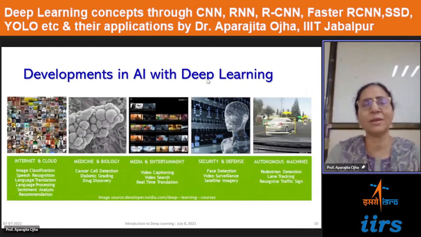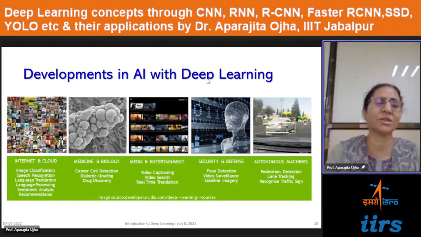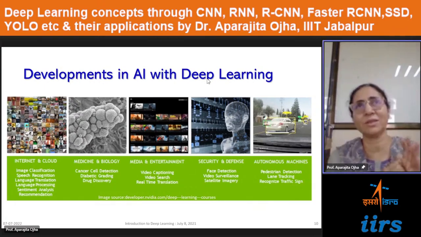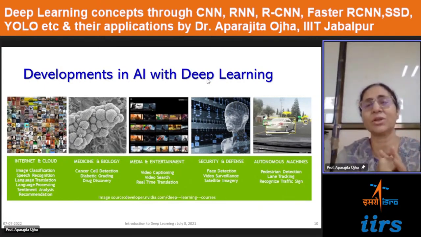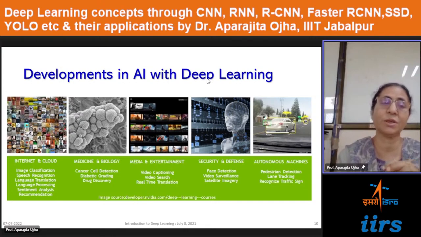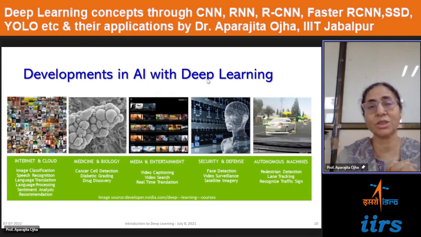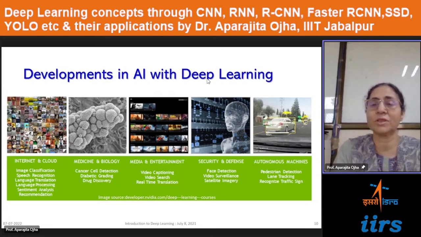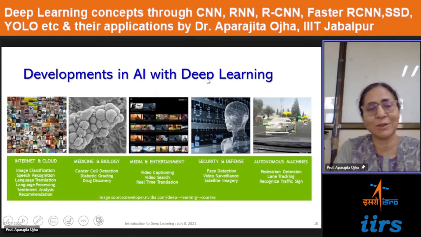So because of this deep learning, there has been huge development in practically all fields. Take the case of internet or cloud. Image classification, speech recognition, language translation, which was very difficult some 7-8 years ago, but now language translation is much improved using the deep learning models. In medicine and biology, drug delivery, drug discovery, all these methods are showing much improvement. Take the case of autonomous machines like robots which are moving autonomously, vehicles. Think of any field, you will find that deep learning is there.